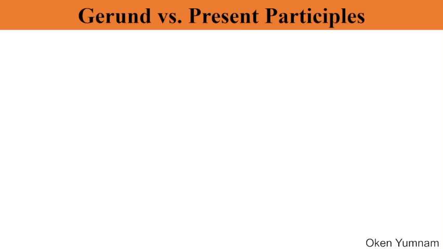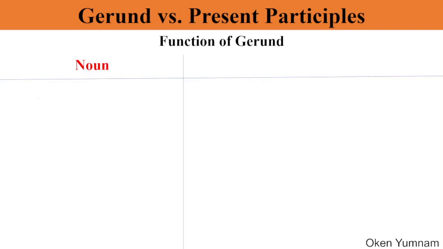Now let's compare gerund and present participles. We don't need to compare past participles because past participles end with ed or others, not ing. But gerund ends with ing. Present participles also end with ing. So we have to be careful in identifying these two. Gerunds will be acting as nouns. See here, it functions as a noun.